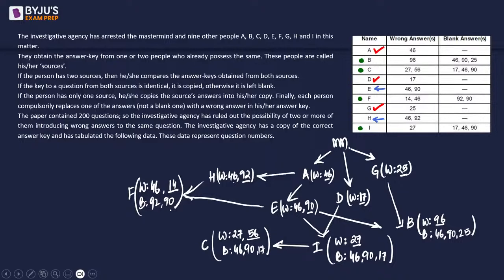So once we have gone through all these 9 people, we know the level at which these 9 people exist, who was immediately below the mastermind, who was below the masterminds, below those people, and then which people copied from whom, who had 2 sources, who had exactly 1 source, and so on and so forth. Okay. Now let's see what the questions are about.